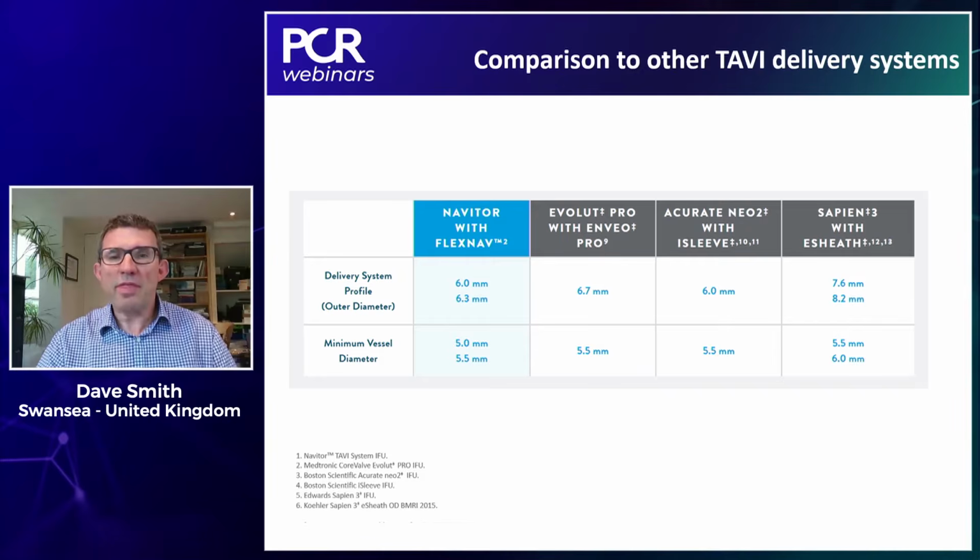If we compare the commercially available systems, whether we compare Navitor in the light blue with the FlexNav system with Evolut Pro, Accurate Neo 2, Sapien 3, you can see that the Navitor system now is amongst the smallest delivery systems, both in terms of its outer diameter, but also the minimum vessel diameter required for the instructions for use in implanting the valve.